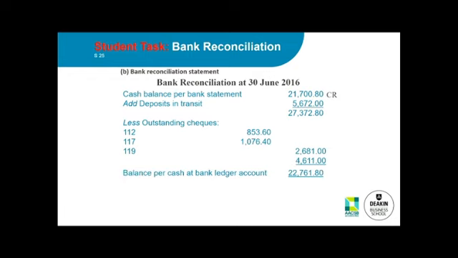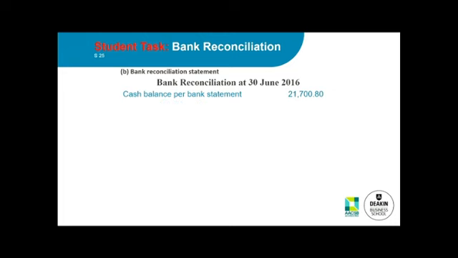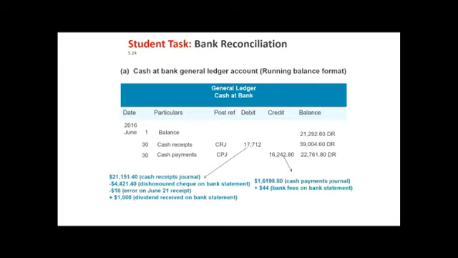So we have 1076.40, 2681. It's a total of $4,611. So now we have the total here minus $4,611. We get balance per cash at bank ledger account. That's what it should be based on the bank reconciliation. It's $22,761.80. So if we go back to here, that's exactly what we had, right? $22,761.80. Okay.